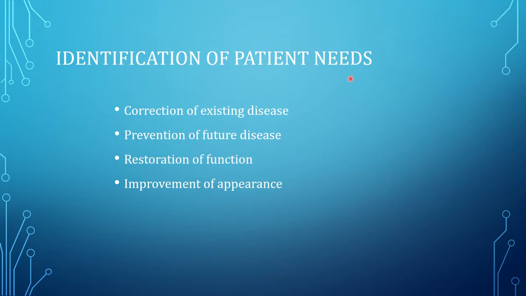Okay, so identification of patient needs. Correction of existing disease. If the patient is already partially edentulous or suffers from any other type of dental disease, we need to first correct those, okay? And then we can go forward with the replacements. Prevention of future diseases. So we have to do such a treatment that doesn't fail and doesn't affect the occlusion of adjacent teeth or harm the equilibrium of the mouth.